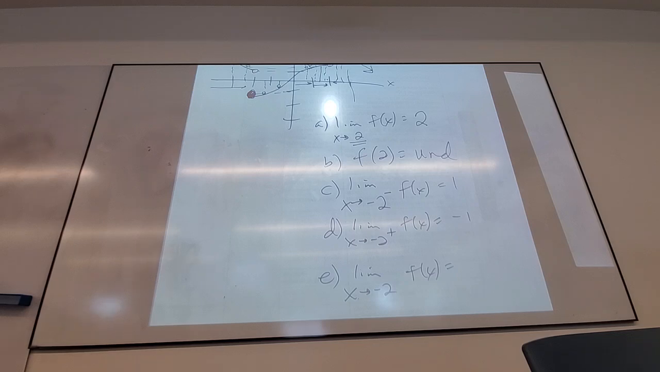So here's what we say. We don't say undefined, because that's reserved for functional outputs, and this is not a functional question. This is just, what does it look like it's going to? We say D-N-E: does not exist.